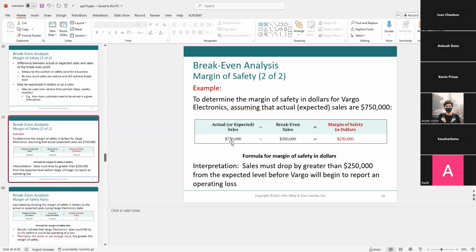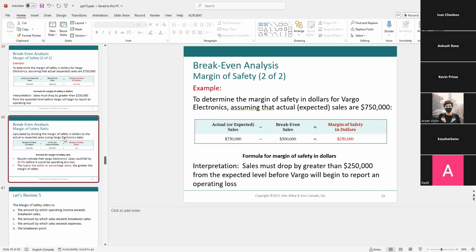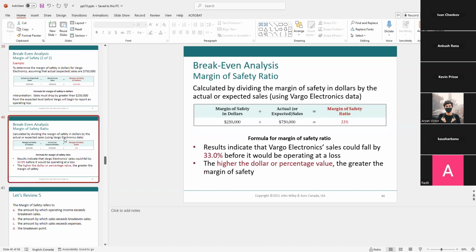So if you're currently selling $750,000 in sales, but you need $500,000 in sales to achieve the break-even, you are $250,000 above the break-even. So that will be your margin of safety. Margin of safety can be expressed by dollar amount. It can also be a percentage amount, sorry. How are we going to do that? The margin of safety that you calculate here divided by where you are gives you 33%. So that means you're 33% above break-even.